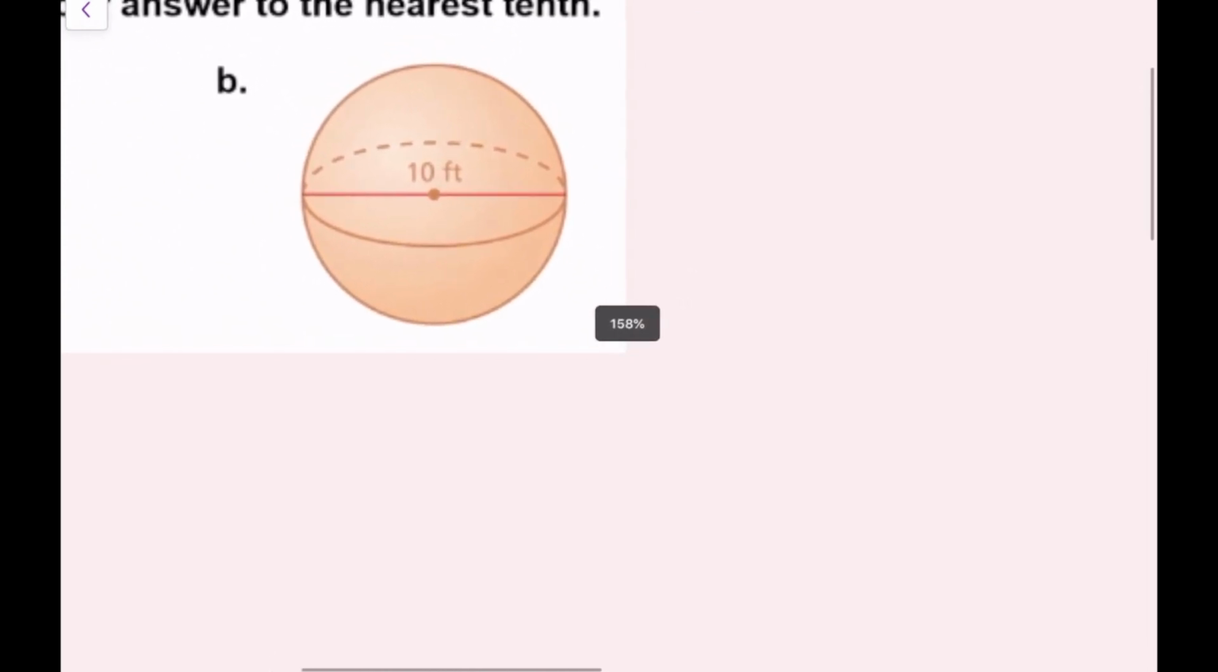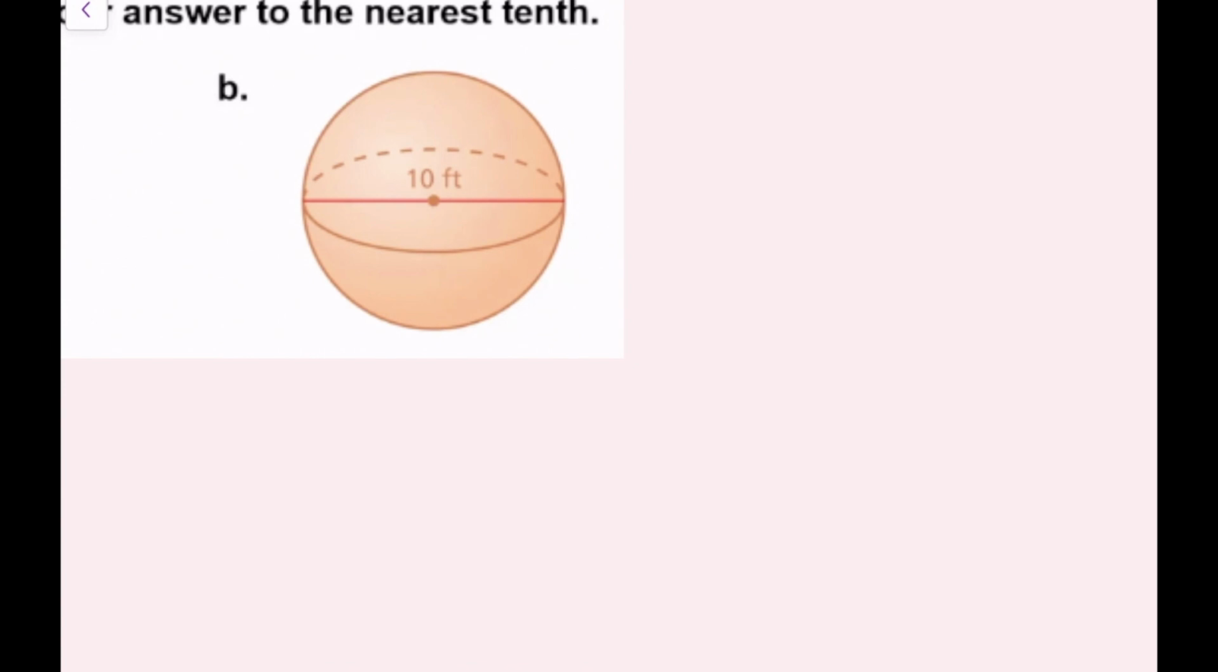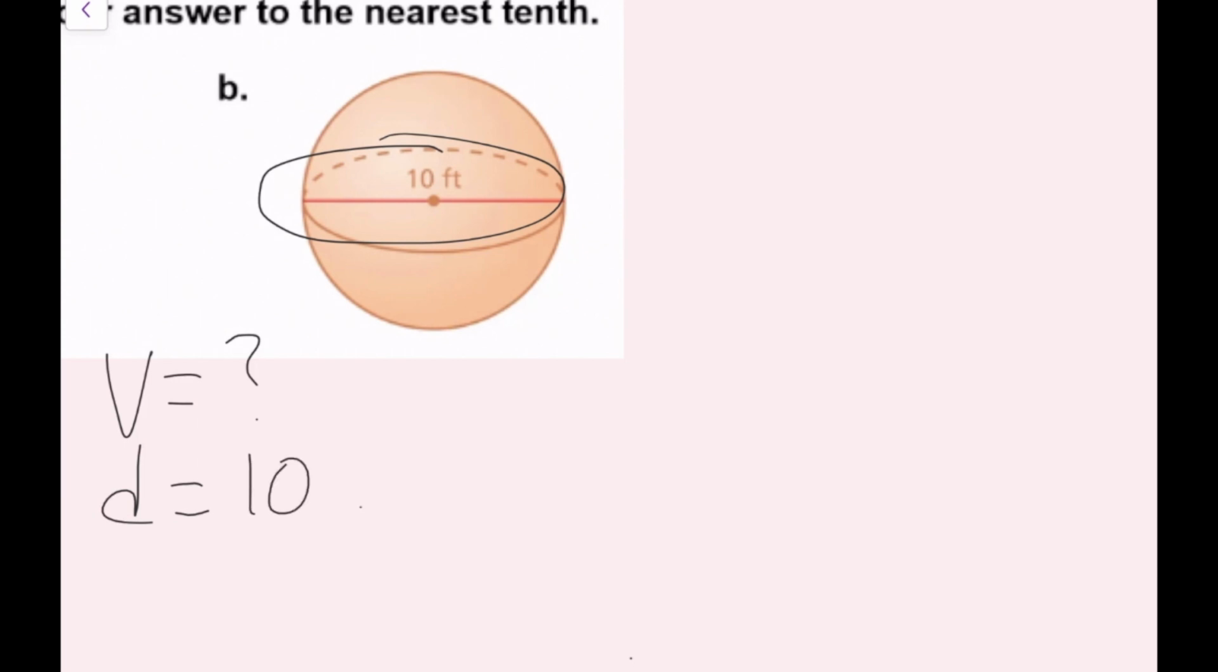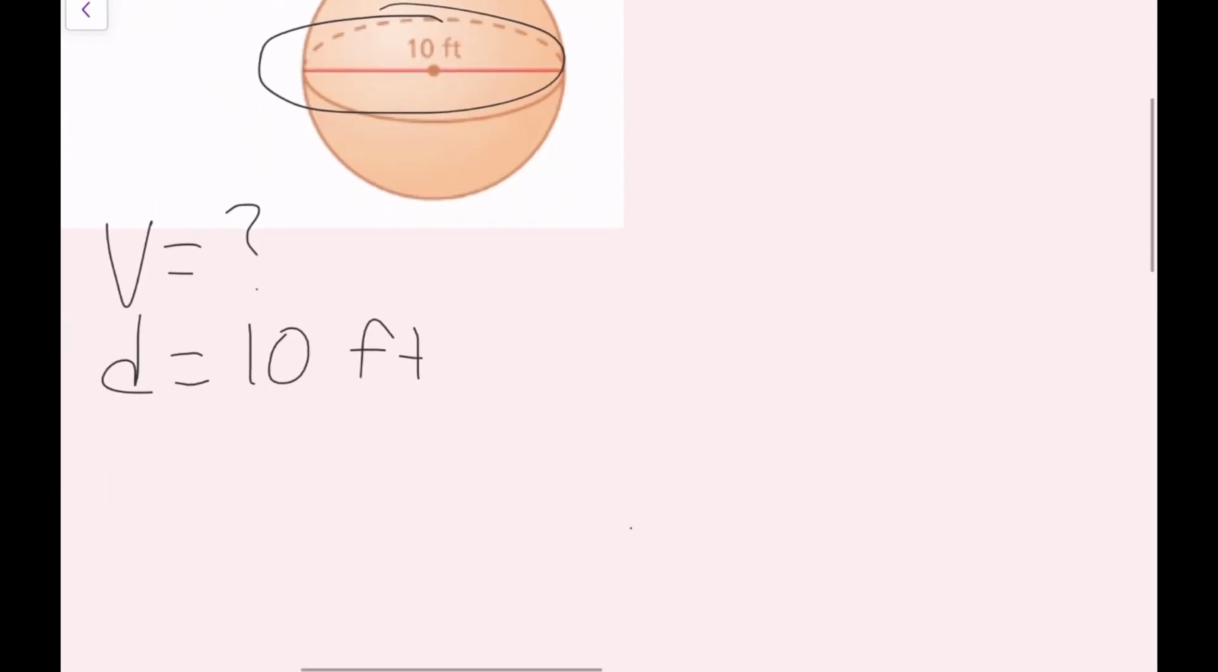So the only difference in part B is that we are now given the diameter, okay? So that is the diameter. That's going all the way from edge to edge through the center of the sphere. So we're still looking for volume, but this time I'm given the diameter, which is 10 feet. This means that I have to just cut this in half in order to figure out the radius. So the radius is just half the diameter, so that's going to be 5 feet. Common mistake would be to plug in 10 for the radius here.